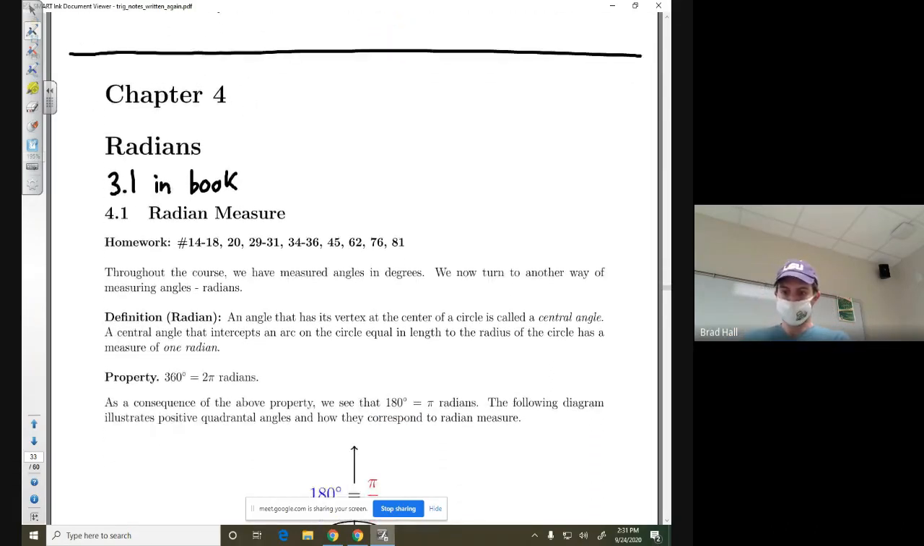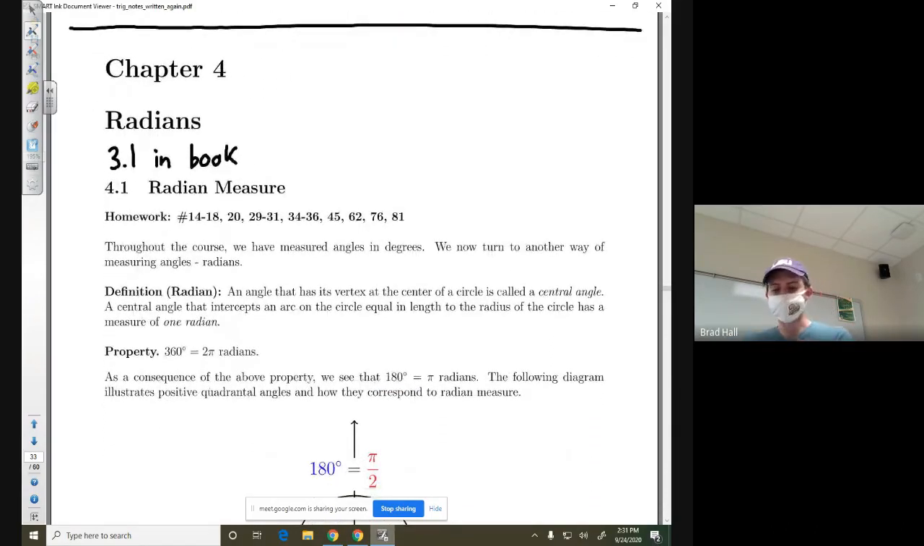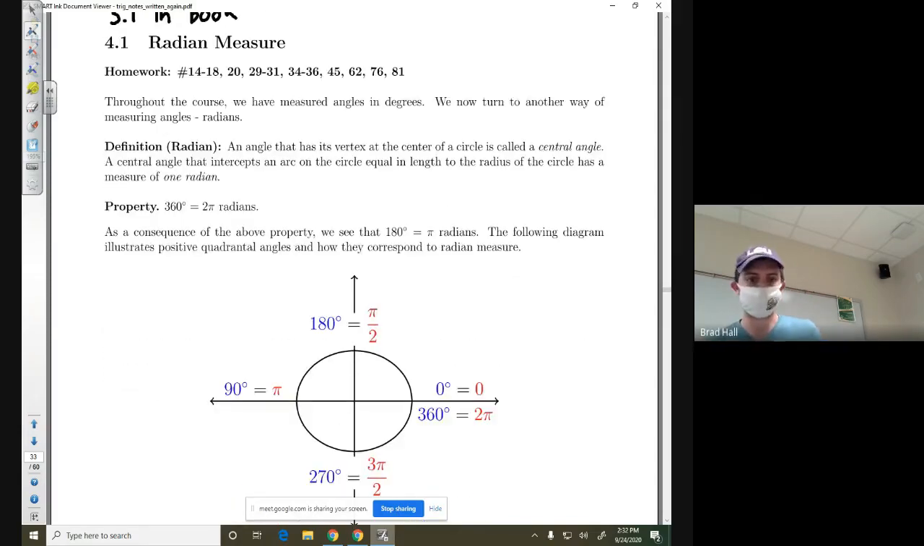So the definition of a radian, it's a little bit technical at first. So an angle that has its vertex at the center of a circle. So basically, if you have some sort of vector in standard position, then you generate this central angle. A bunch of this is just a bunch of technical talk. Really what this comes down to is one of the more important things.